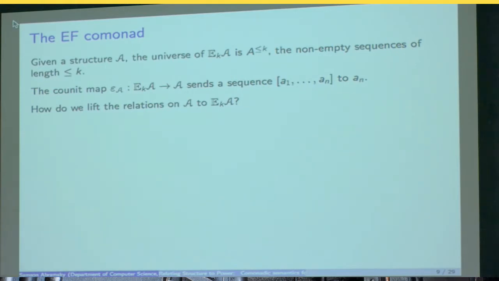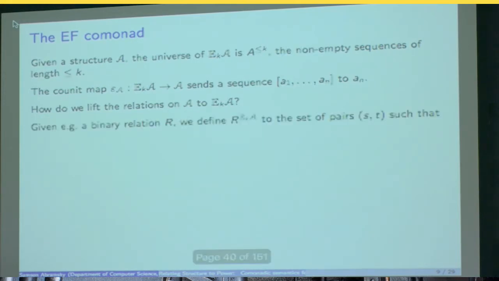Now, as it stands, this would just look like the list comonad. And I guess everyone is familiar with lists over sets as a monad, and it's pretty well known that if you take non-empty lists, they give you a comonad over sets. But here we're working at the level of these relational structures. So the interesting question is, when we take these lists, how do we lift the relations on the original structure to this new structure? So here's how we do it for a binary relation.